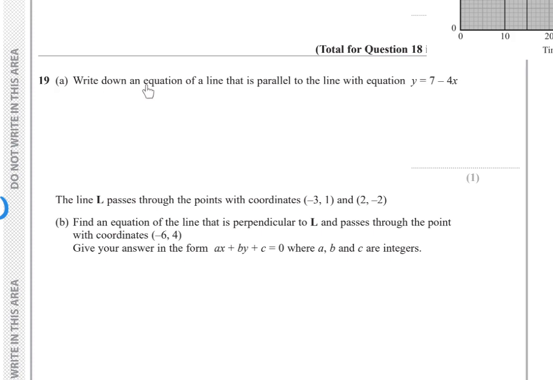19a, write down an equation of a line parallel to the line with equation y equals 7 minus 4x. Parallel lines have the same gradient, so the gradient for the given line, m, is negative 4, the coefficient of x. So the gradient of the required one is negative 4. So the equation is y equals negative 4x plus c, so plus any number. You can write plus 3, for example.